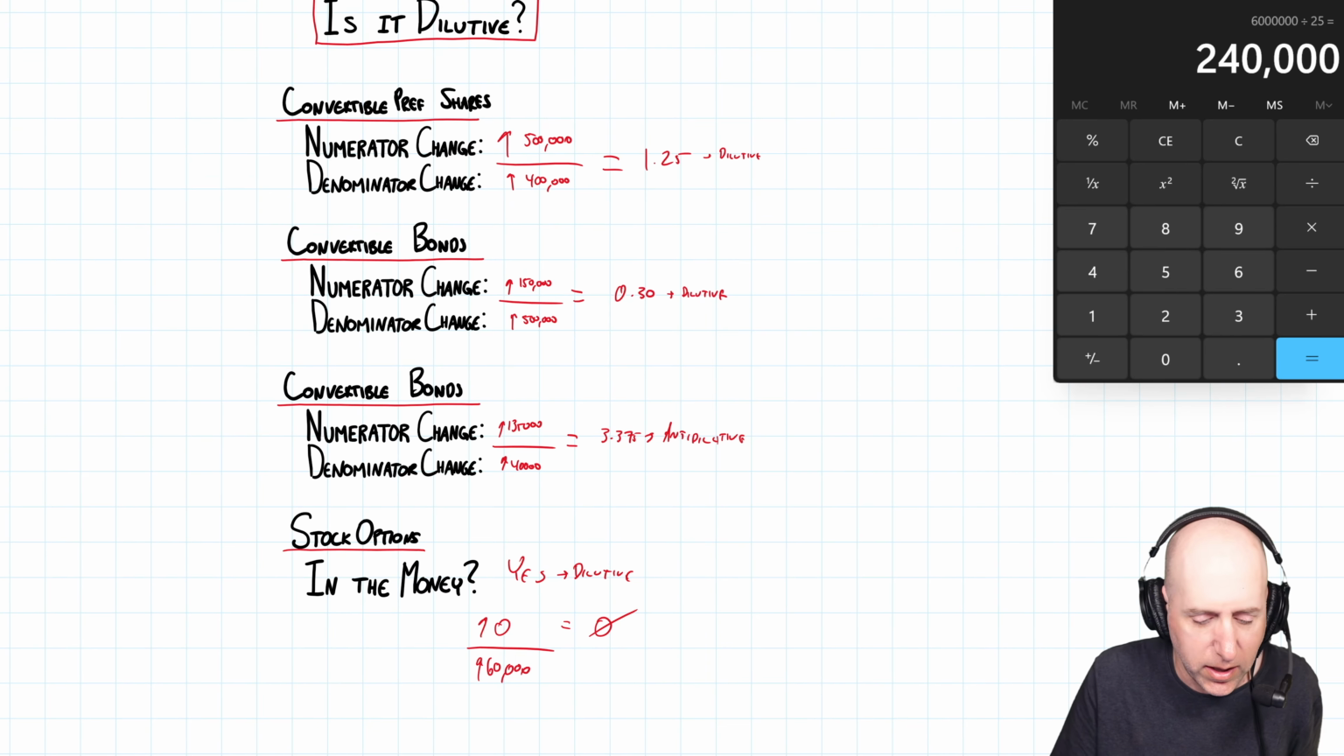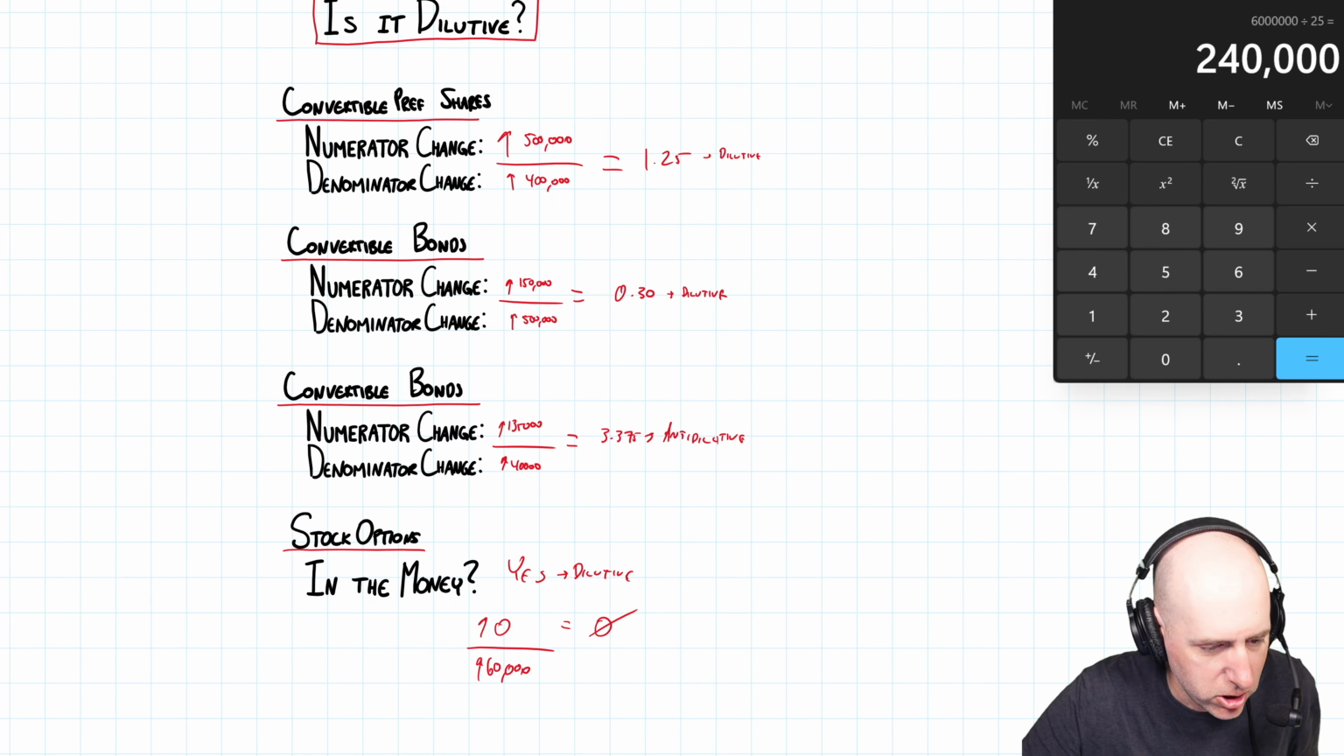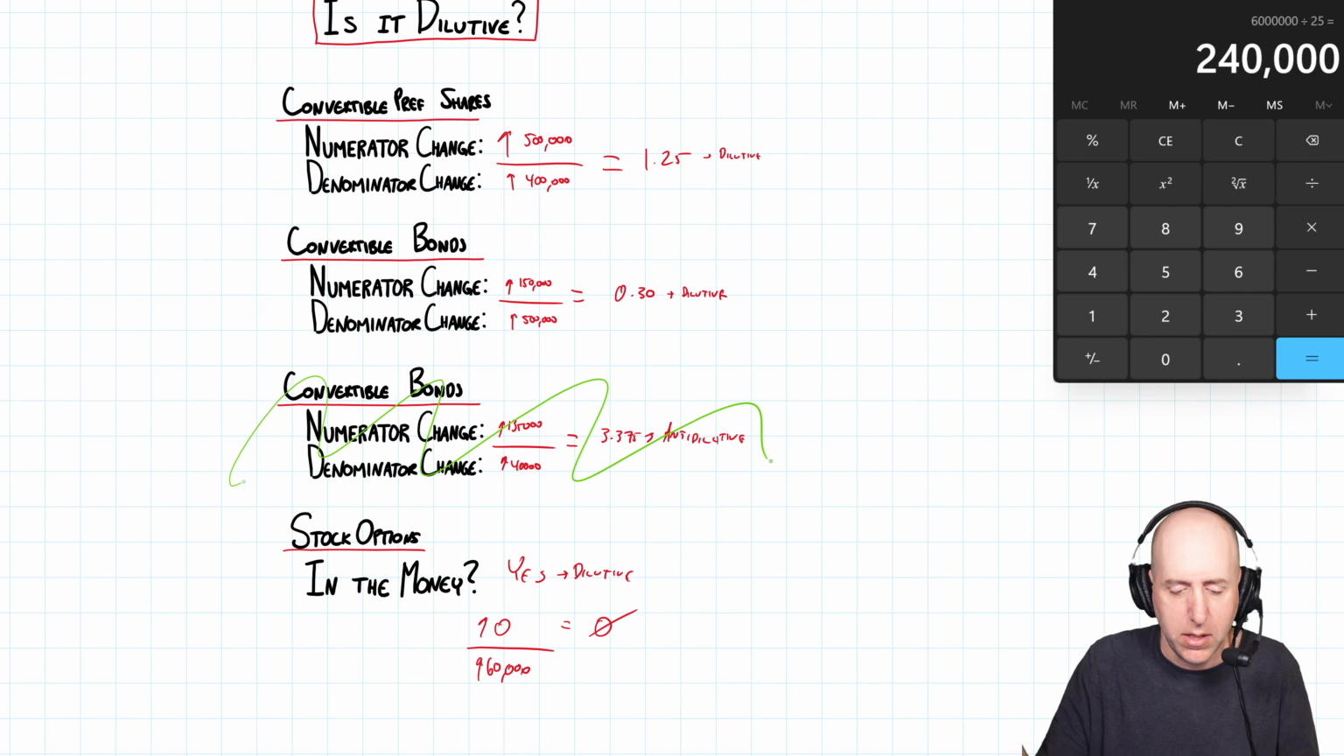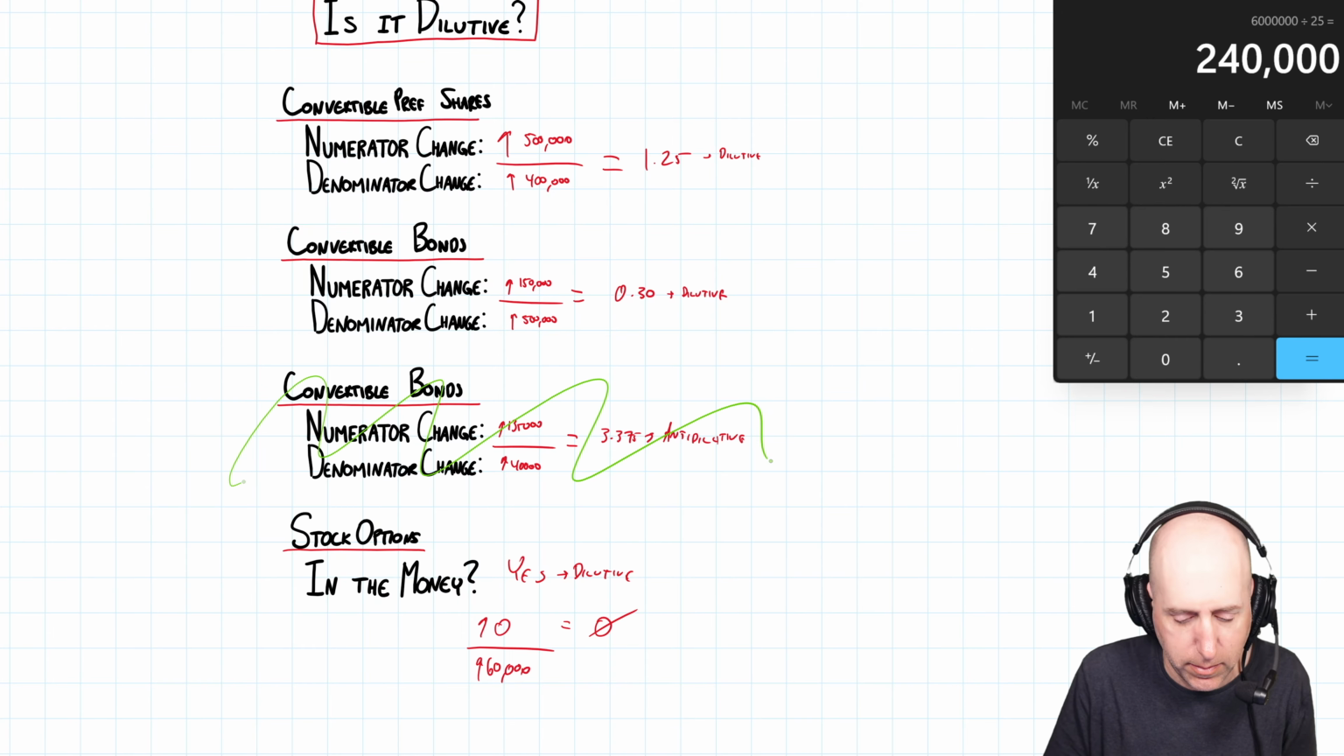Okay, so we've got this figured. So we can ignore bond number 2 at this point. This bond is anti-dilutive. No matter what we do, it's going to be anti-dilutive.